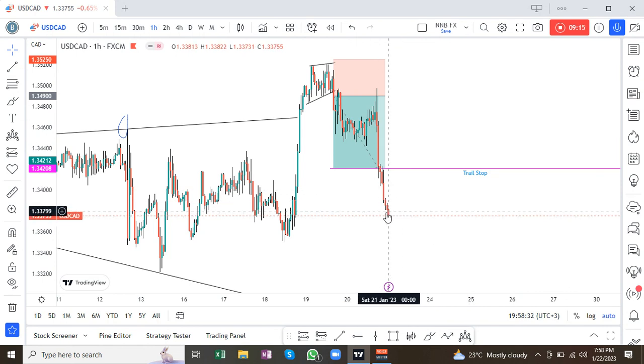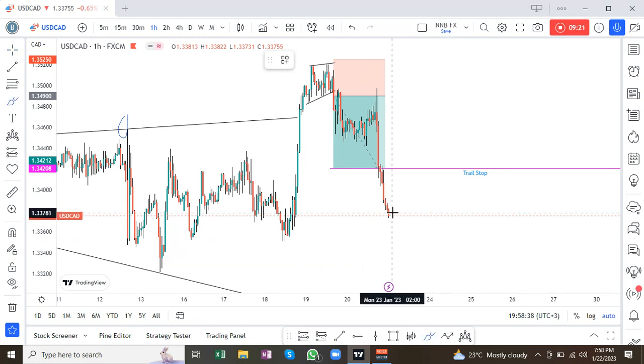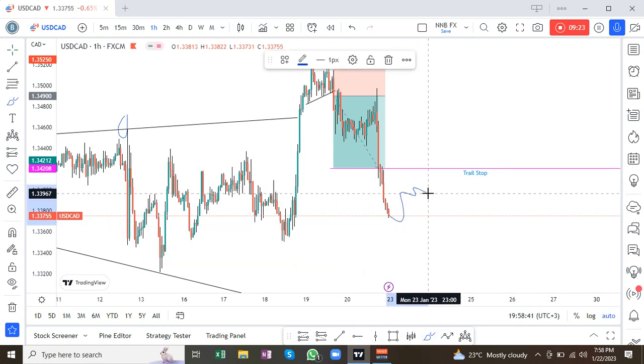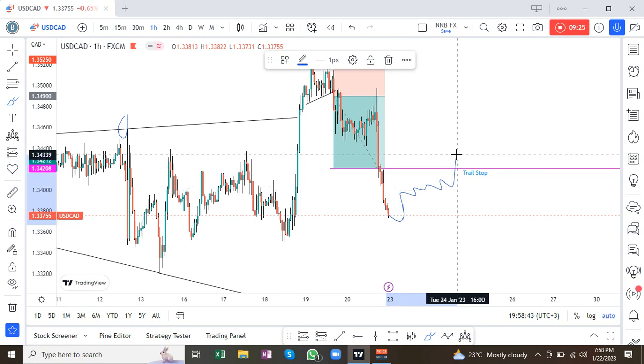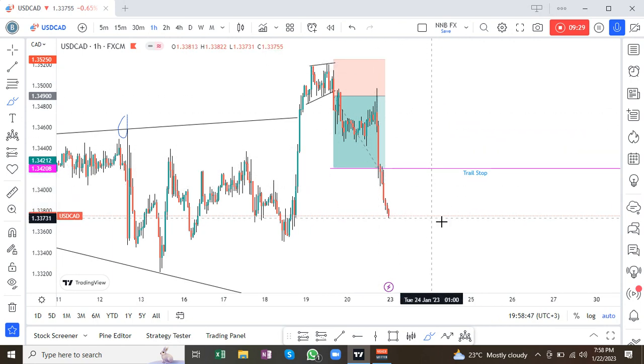I'm still holding this trade. I've moved my stop loss here to 2%. So on Monday, if the market opens and corrects back up or impulses back up, it will take me out at 2% profit.